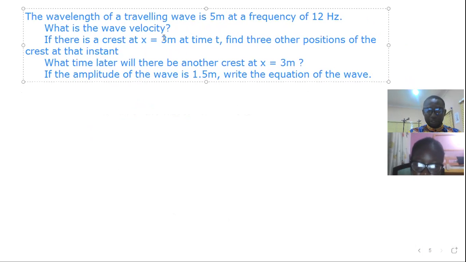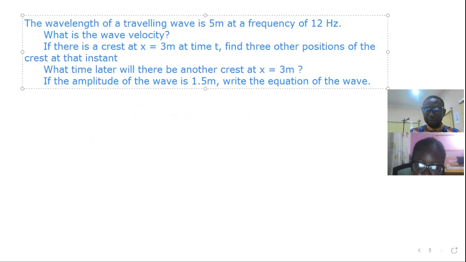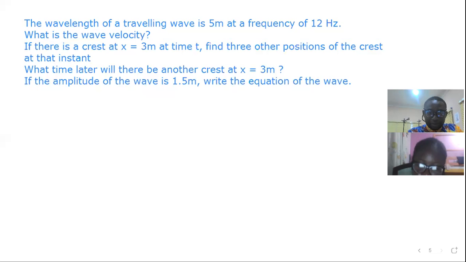Okay, go through this question and try to see how you can solve it now. Now, the second one says, but you know the wave velocity, right? Yes. What's the wave velocity? 60. The wave velocity, that's the same V, so it's frequency times lambda, isn't it? Yeah. You have your frequency as 12, you have your lambda as 5, so it's just 60 meters per second.